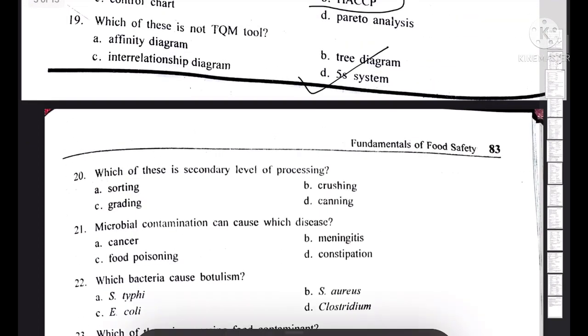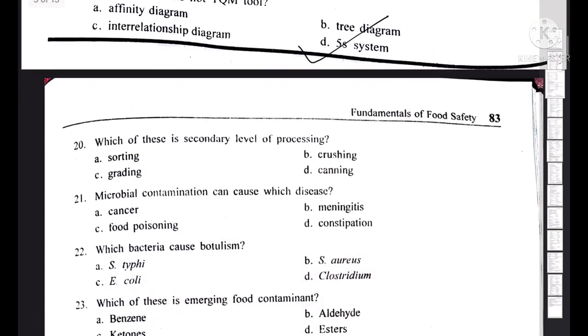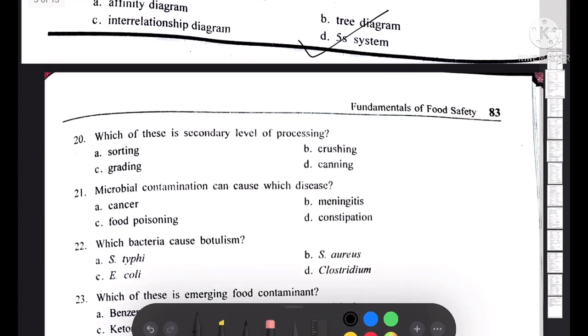Next, which of these is secondary level of processing? Sorting, crushing, grading or canning. So the secondary level of processing is canning.